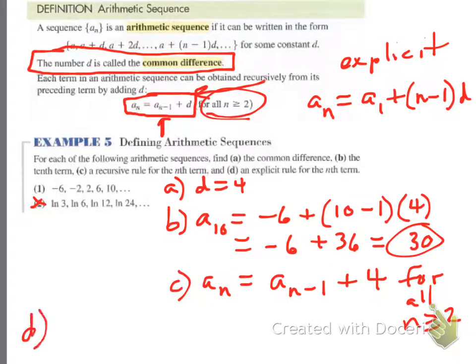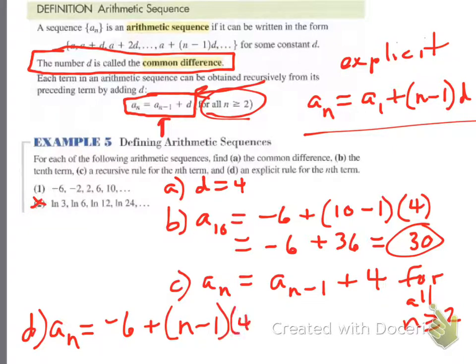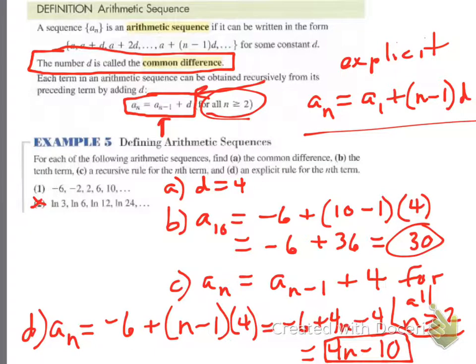Now, the last part, an explicit rule. Well, here's our explicit rule. So I have a sub n equals the first term, which is negative 6, plus n minus 1 times 4. So that's negative 6 plus 4n minus 4. So if I rearrange some terms here, that's 4n minus 10. Whoops, that's a terrible 10. So there's our explicit.